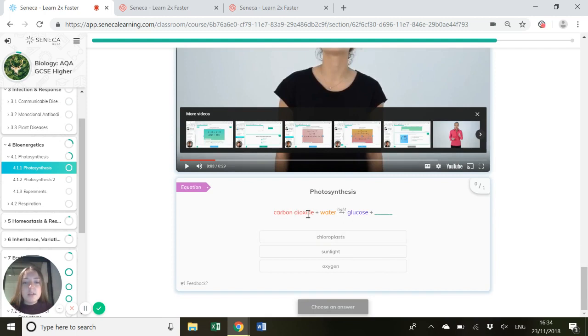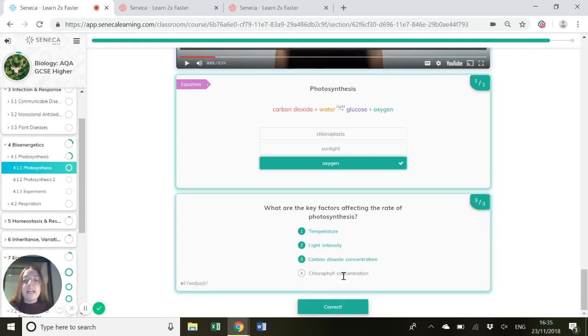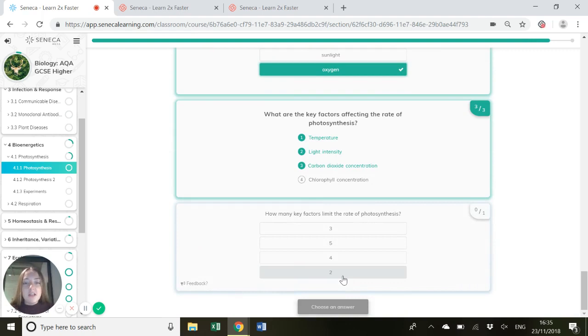Photosynthesis. So carbon dioxide plus water, along with light, which provides energy, goes to glucose plus oxygen. So we need plants for us to be able to breathe because us as humans need oxygen. So it's very important. So what are the key factors affecting the rate of photosynthesis? We've got light intensity, carbon dioxide concentrations, chlorophyll concentration, and then do you remember the other one? It's temperature. But if it gets higher than 45 degrees, the reaction can't take place.